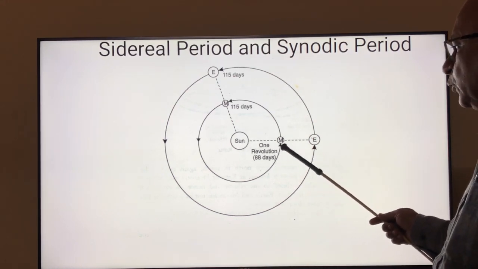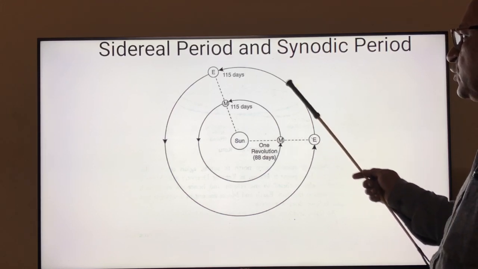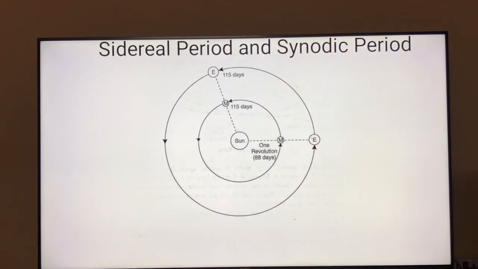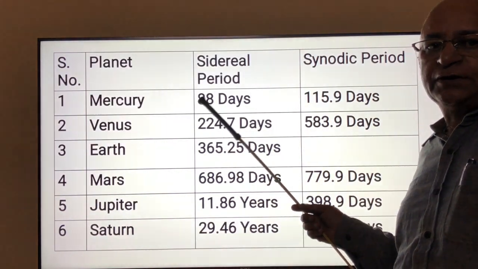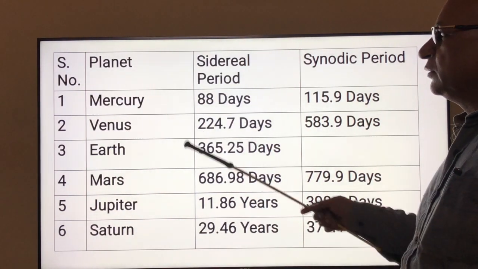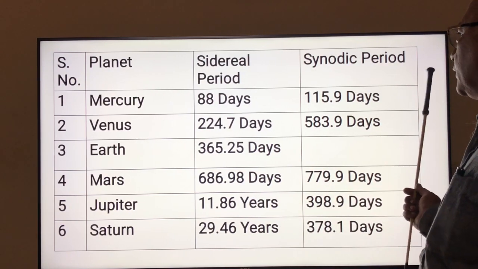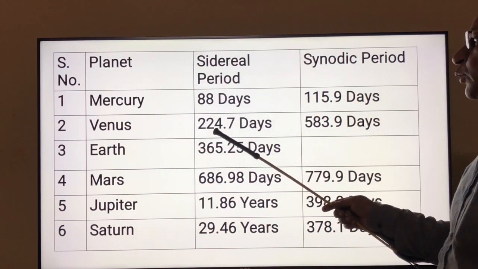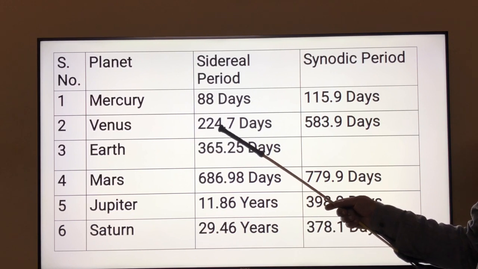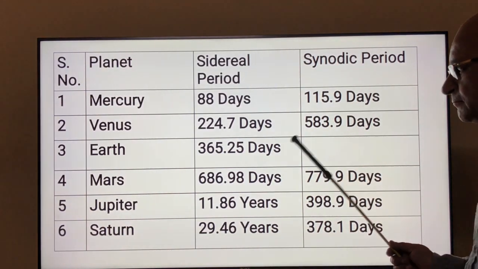The actual time of revolution of Mercury is called the sidereal time, and this period is called the synodic time. The sidereal and synodic times of the different planets are shown here. See, Mercury, 88 days sidereal time, but synodic time is 115.9 days. Venus has 224 days, and the synodic time is 583.9 days.